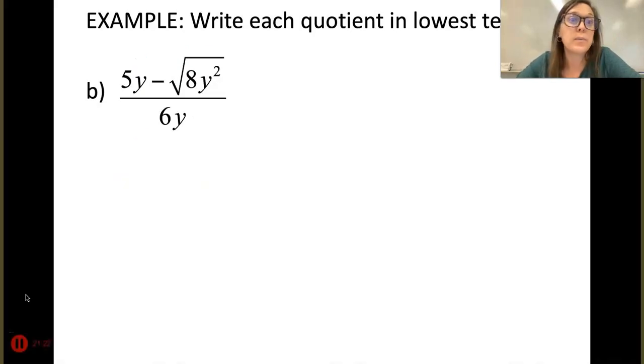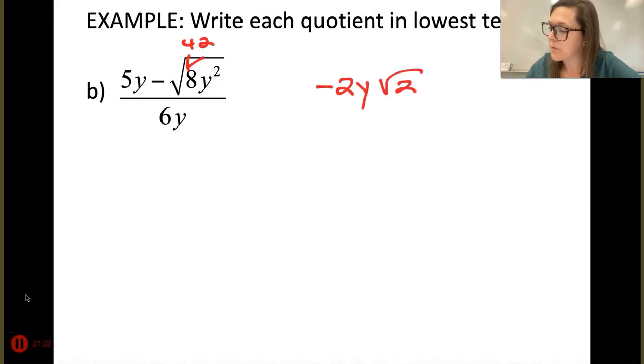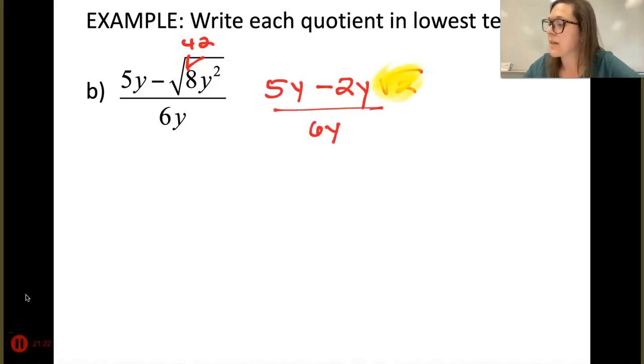Okay, so if we look at this one, let's say you multiplied through with your conjugate and this is what you were left with. So we have 5y minus the square root of 8y squared all over 6y. So we can simplify a square root of 8. That's 4 and 2. So that would go to minus 2. I can simplify the square root of y squared, which is y, and I'm left with the square root of 2. And then we have a 5y all over 6y. So again, you ignore the radical. Just kind of think of that as a variable. And what can I take out?